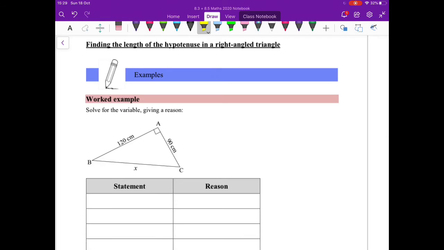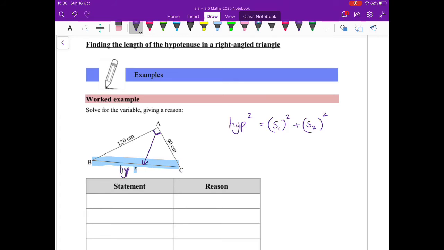Right. Solve for the variable giving reasons or giving a reason. This variable is on a side. So as soon as you have to find the length of a side, you always think of Pythag. Up to now, we've only been dealing with angles. Like I said to you, this is the most important part to start off with because it points to the hypotenuse. So x is the hypotenuse. And Pythag says hypotenuse squared equals side 1 squared plus side 2 squared.